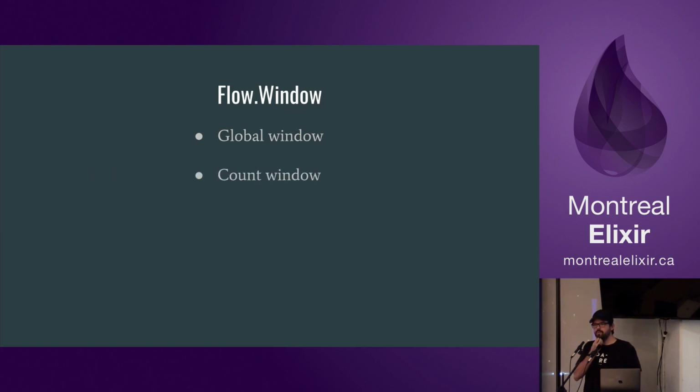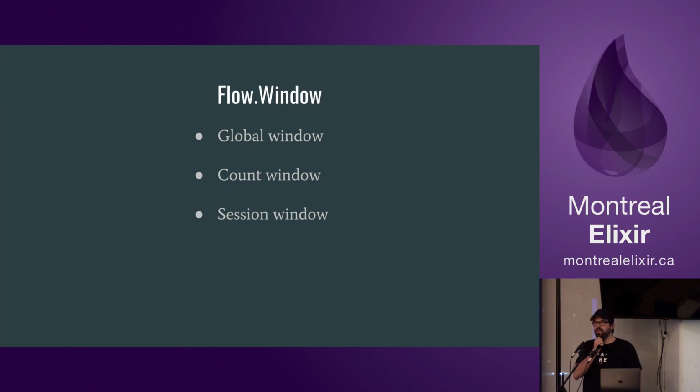So we have count window, where you say, okay, I want a window of 100 events, 200, 1000. It's up to you to choose. So Elixir Flow is going to start counting all the events that arrived until it reached that number, and then it's going to give you the window with all the events that are inside. And as soon as this window finishes, it's going to start another one.